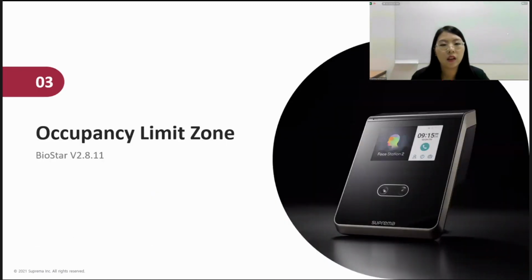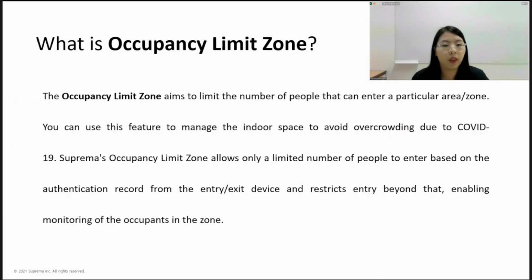Now, let's take a look at the new features of BioStar 2.8.11. The third new feature to cover is the Occupancy Limit Zone. What is the Occupancy Limit Zone? The Occupancy Limit Zone aims to limit the number of people that can enter a particular area or zone. You can use this feature to manage indoor space to avoid overcrowding due to COVID-19.